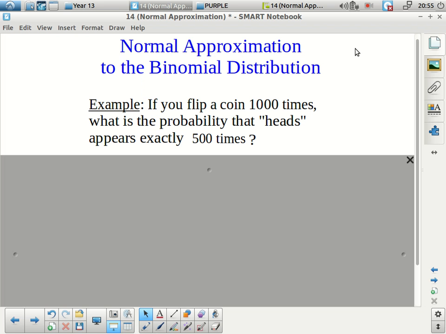If you flip a coin 1,000 times, what is the probability that heads would appear exactly 500 times? Okay, we know from experience it should be close to 500 times, but what's the probability that I get it perfect, right on 50%?